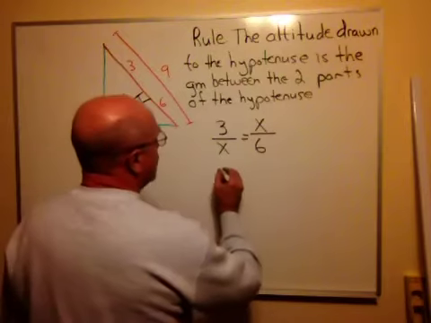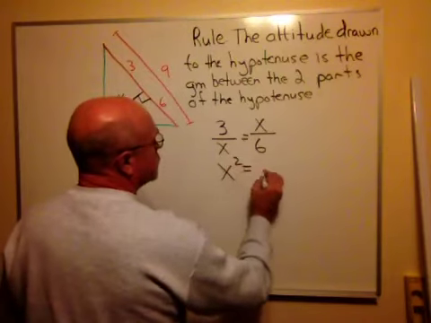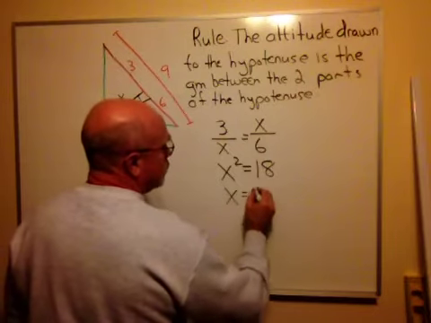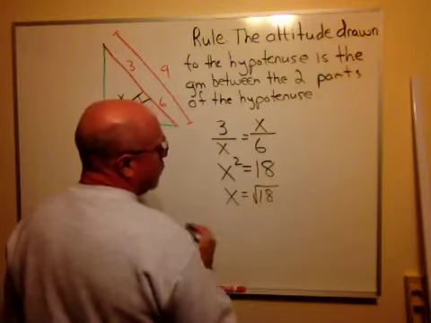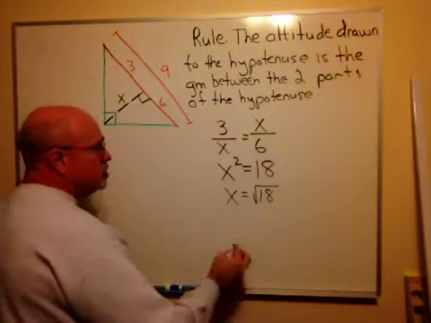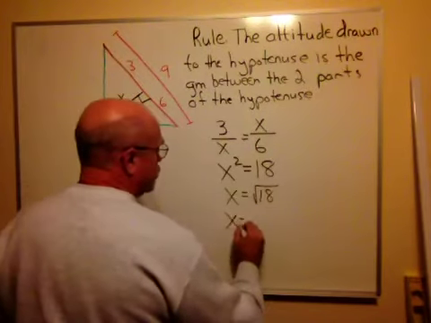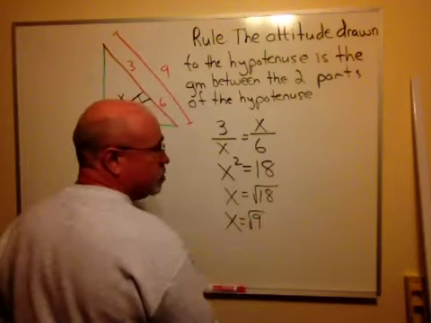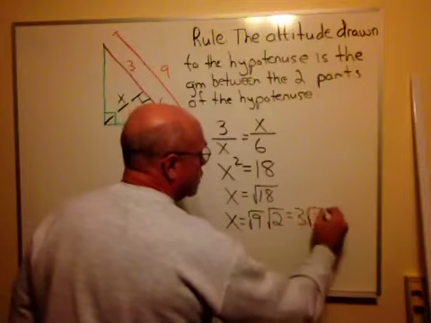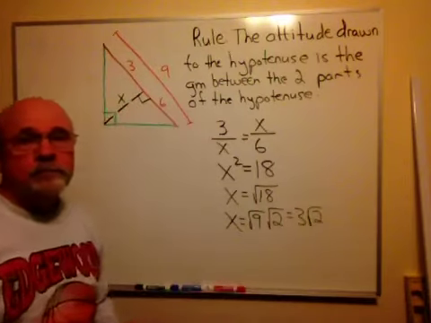Cross multiplying, we get x squared equals 3 times 6, which is 18. x is the square root of 18, which in unsimplified form is the final answer. If we're going to simplify this, then that's the square root of 9, because 9 is a perfect square, times the square root of 2, or 3 square root 2.